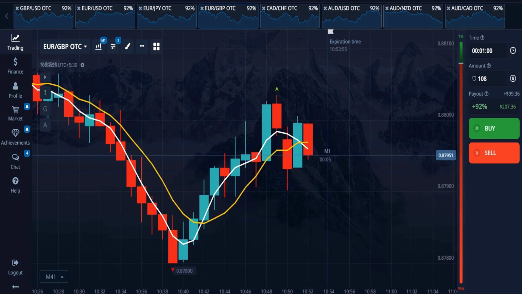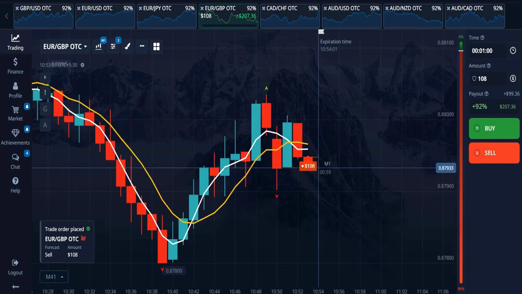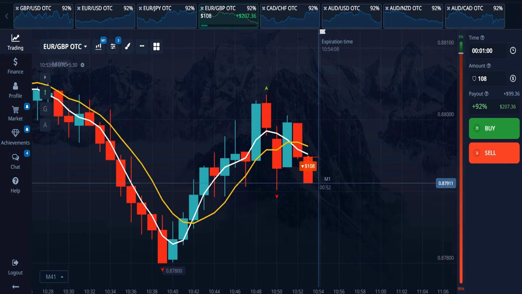Slow moving average: this is a red line. It moves slower, but filters out unnecessary noise, providing more reliable signals. By combining these moving averages, you can better understand short-term price movements within the context of the overall trend.